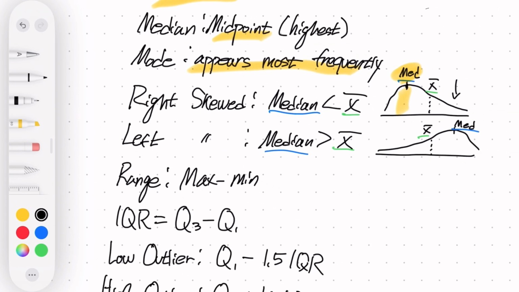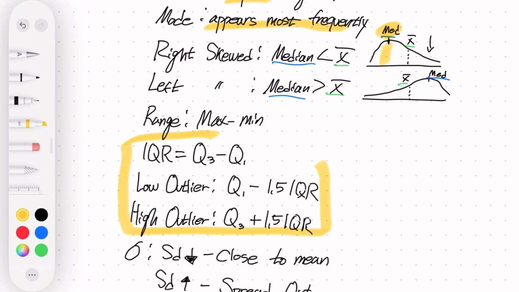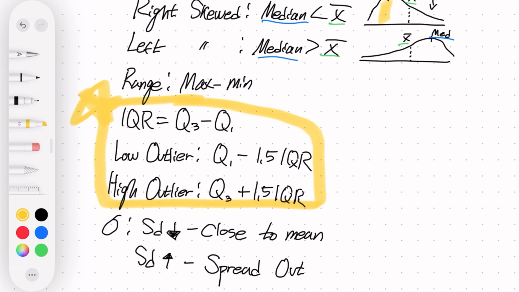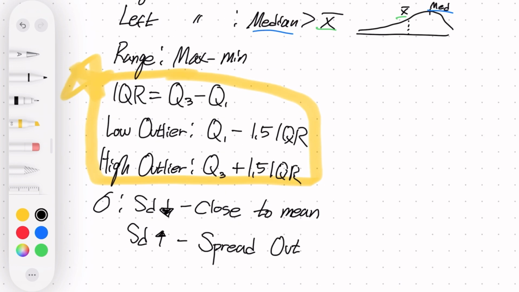So your range is just your max minus minimum. I'm sure everyone remembers all these stuff. Just remember to memorize it. For your standard deviation, if your standard deviation is small, it means that it's close to the mean, which means your graph would kind of look like this. Oh, that's ugly. And if your standard deviation is bigger, it means that it's spread out.